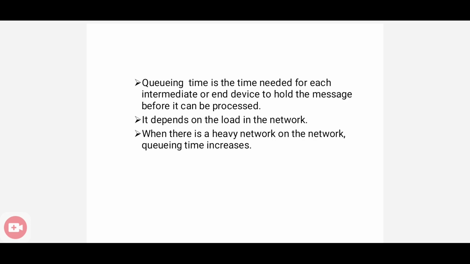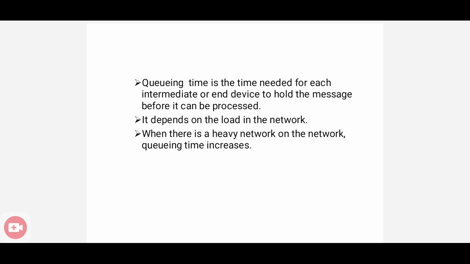So queuing time is the time needed for each intermediate or end device to hold the message before it can be processed. Before a message is processed, it will be in a queue. So what is the time required for the message to be present in a queue? That is the queuing time. Okay, actually it depends upon the load on the network. And the last one is processing delay. How much time it takes to process a message, that is the processing delay. Clear?